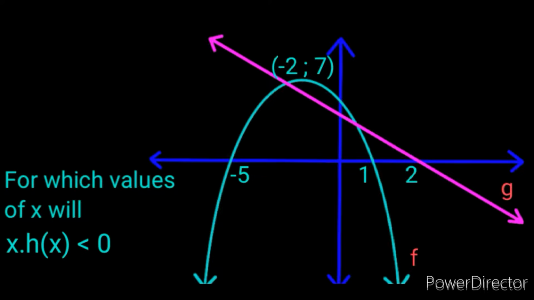Good day. Today we're going to deal with the type of question that says, for which values of x will x times h at x be less than 0? This question usually comes out in the hyperbola, but we're going to deal with it first in the parabola.